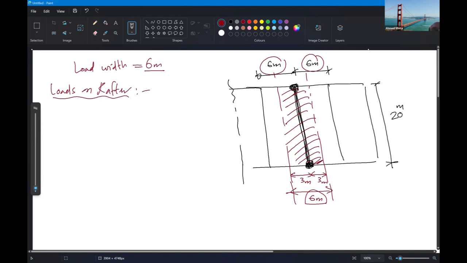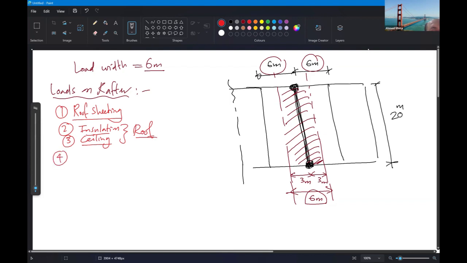What are the loads on the rafter, or where do the loads on the rafter come from? You have the purlins and the roof sheeting, and some items related to the roof sheeting, like insulation and ceiling, for example, for the roof. And what is carrying the roof sheeting? The purlins. And then the beam carries itself, so its self weight.